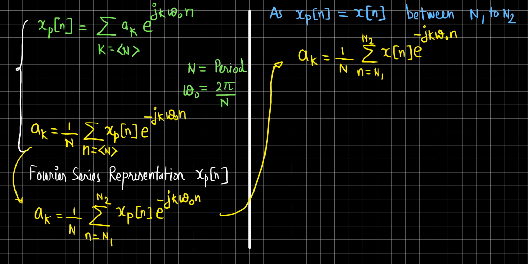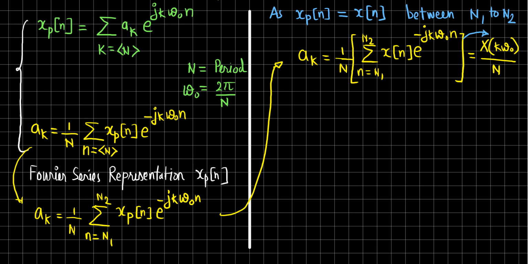Now this term here, the summation term, I'm representing that term with some expression here. So I can write this as, say, X of k omega naught by N, where this capital X of k omega naught is the term in the bracket. So this term in the bracket is nothing but this capital X of k omega naught. Now I can replace this term a_k into this main equation, the synthesis equation.